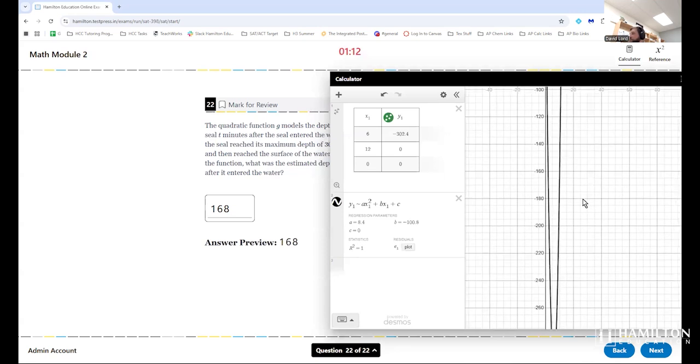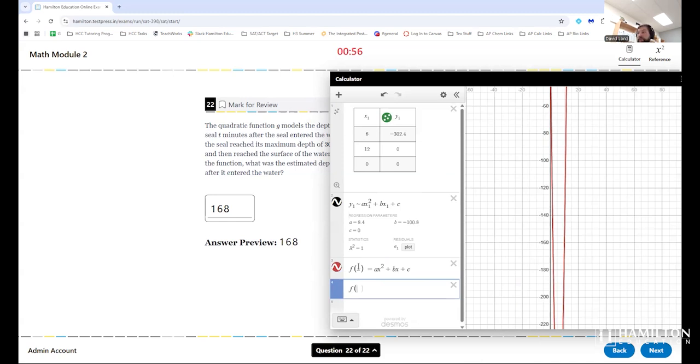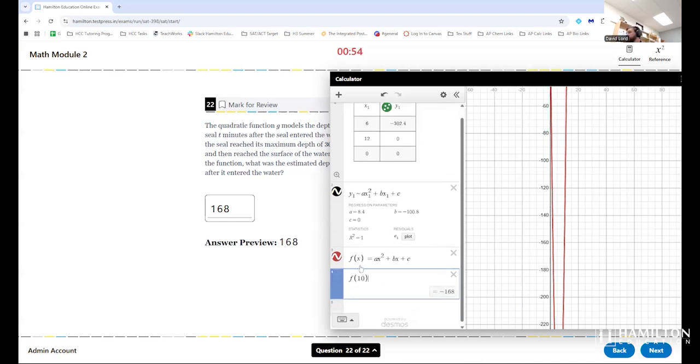And then if you wanted to find the value at 10, basically you do f of x is equal to ax squared plus bx plus c, and then do f of 10, and then you get the negative 168. That way, instead of doing all the math, you can just plug in any points here.